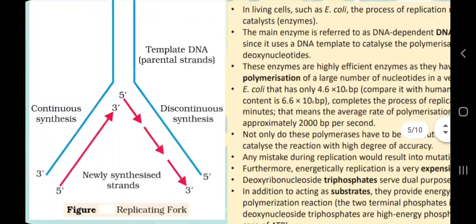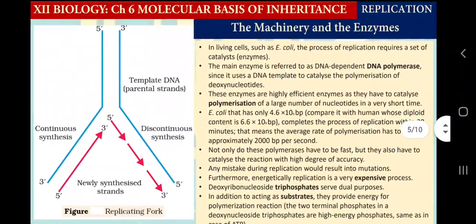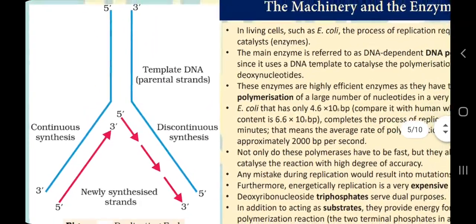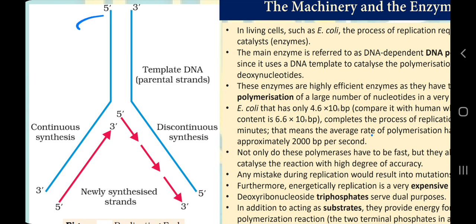Now coming back to the current topic, which is machinery and enzymes. Let's consider this diagram. From the experimental proof, we know that the replication of DNA is semi-conservative. It means the previous DNA molecule, which is denoted here with blue color, will unwind or denature, which simply means that both of the strands will separate by breaking hydrogen bonds, not covalent bonds, because this blue line represents the sugar phosphate backbone.